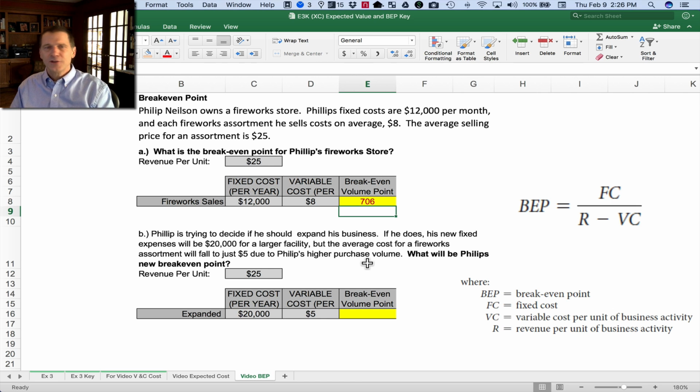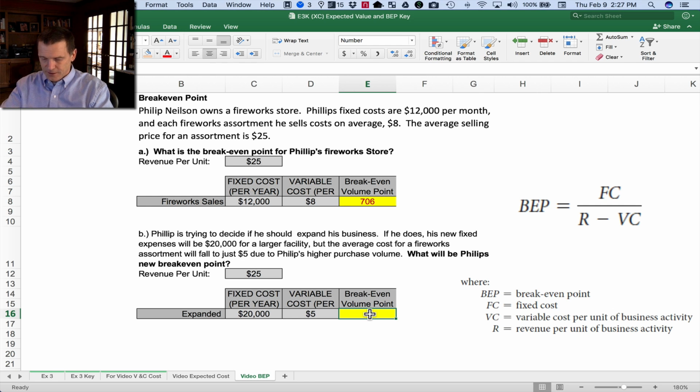So in his calculation, he's assuming that he's going to get a significant discount and be able to buy in a lot more volume. If he's a good businessman, he should have some confidence in the reason for that more than hope or optimism. So anyway, let's assume he's right, and Philip is trying to decide what his break-even point is for this business if he expands it. His selling price remains $25, but his fixed cost goes up to $20,000 and his variable cost goes down to $5.